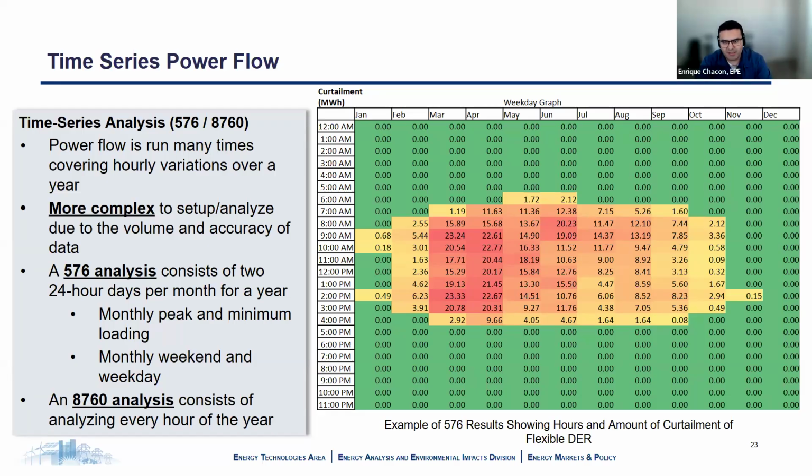And typically, where you see these analyses, or what these power flows inform, you can see on the right-hand side an example of a 576 analysis, basically showing curtailment requirements of a DER. So that's where time series power flow would be a useful tool, or even a useful analysis to consider. Next slide, please.